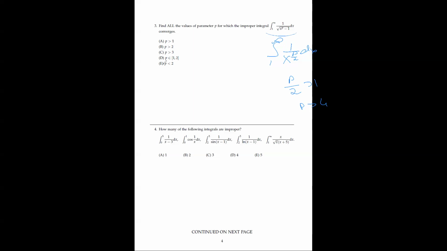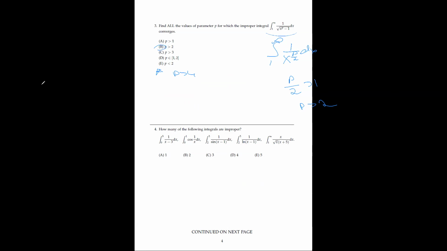We do not have this answer, so something is wrong. You are right, p is greater than 2. And p is greater than 2.